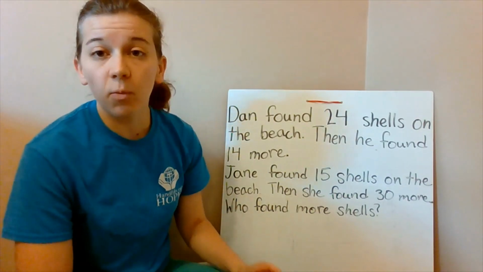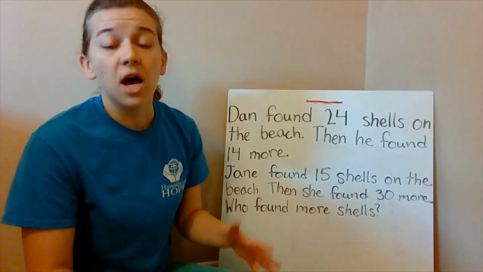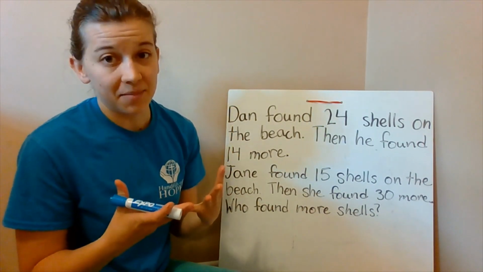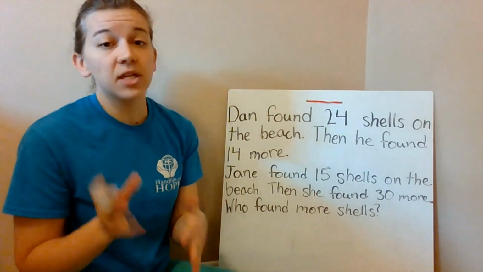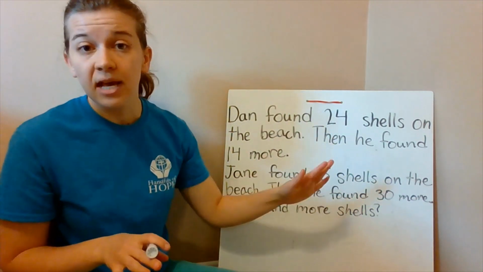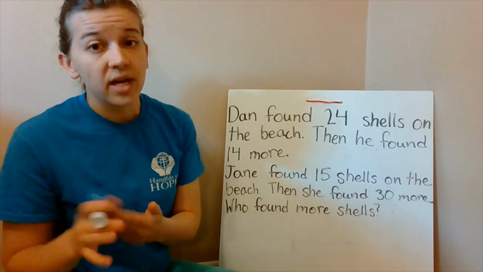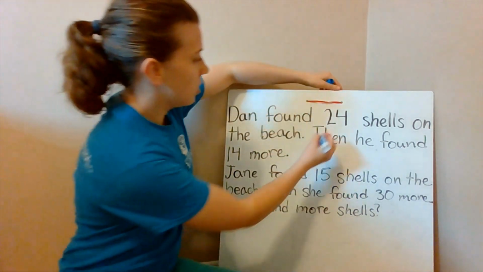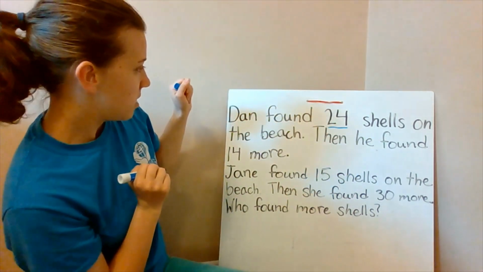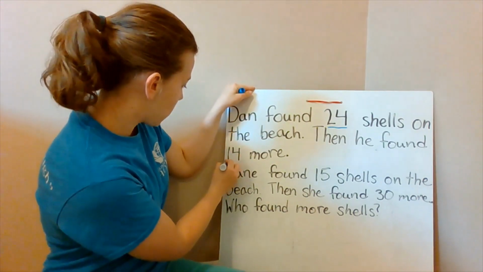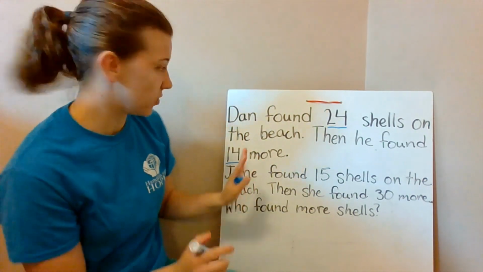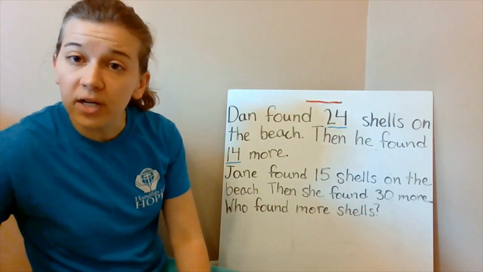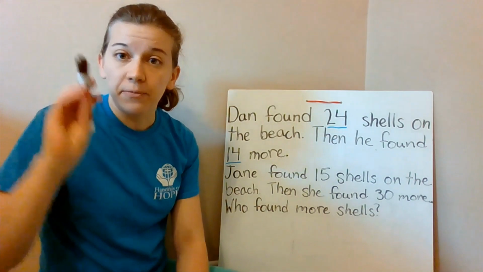All right, so there's a lot in here, right? Something that can be helpful for you to do is to underline the things that are important. So I want to underline the numbers that I'm going to be looking at, okay? This is not something you have to do. You can just leave it like this, but something that's helpful is to underline the things that are important. So, Dan found 24 shells on the beach. Then he found 14 more, okay? I wanted to underline those. And I'm going to underline them in blue because they have to do with Dan. Now I'm going to do a different color for Jane. I'm going to use brown, all right?